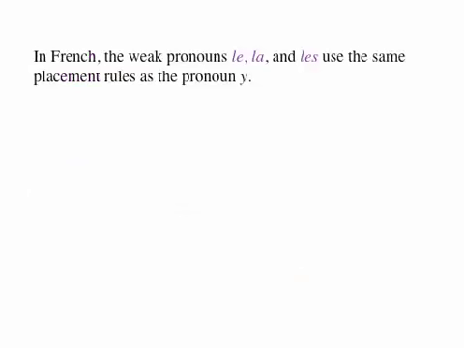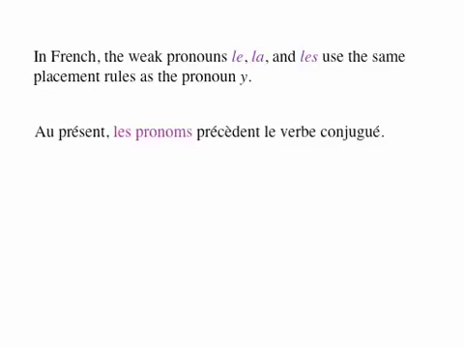Now in French, the weak pronouns le, la, and les use the same placement rules as the pronoun y. What that means in the present, au présent, les pronoms précèdent le verbe conjugué. Par exemple, nous voyons le chat. Le chat, c'est le complément d'objet. It's your object. C'est masculin, c'est singulier.